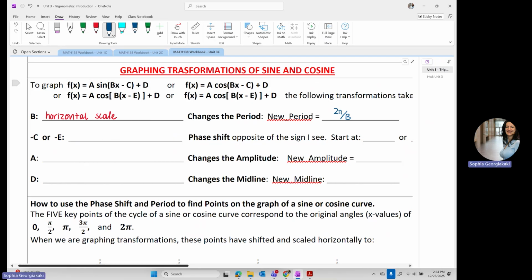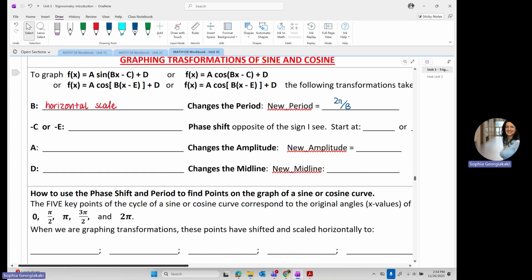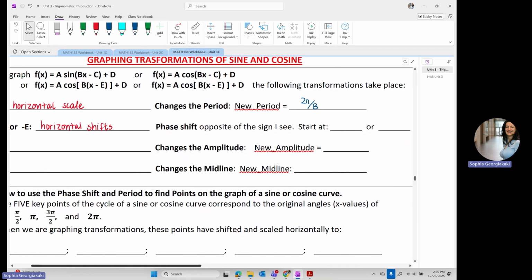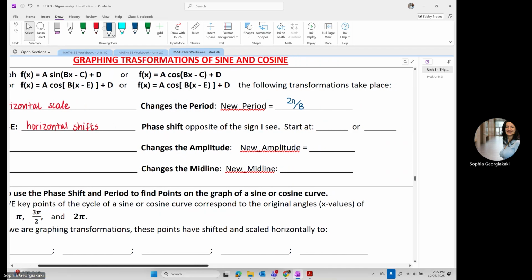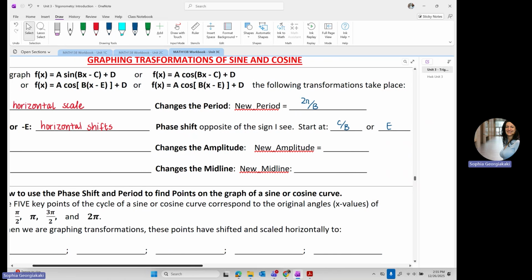The negative C or the negative E, notice here that in our formulas they are negative. So if you see a plus there, then your C itself is negative. If you see a minus there, then the C itself is positive. Same thing for E. These are horizontal shifts. They will go in the direction opposite to the sign, you see. You will start either at C divided by B if it's not factored, or at E if B is factored out.